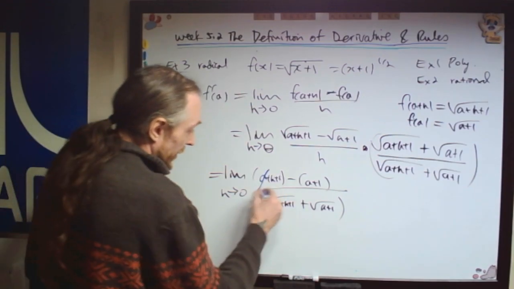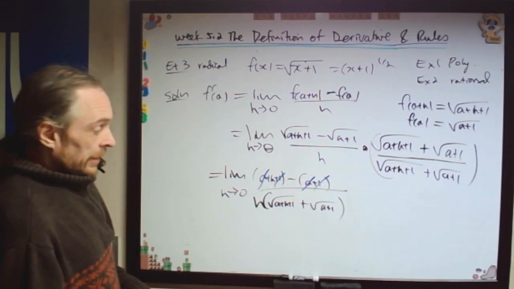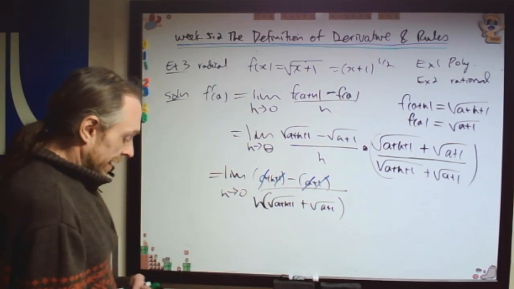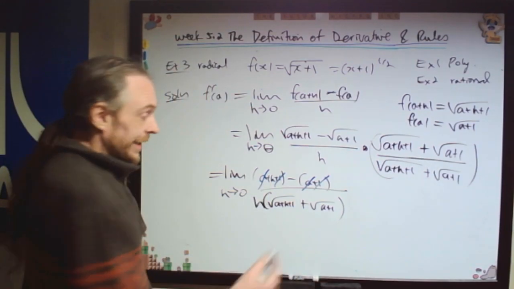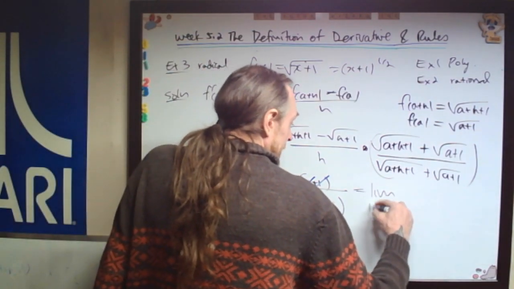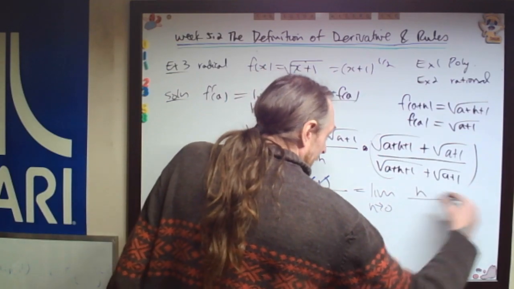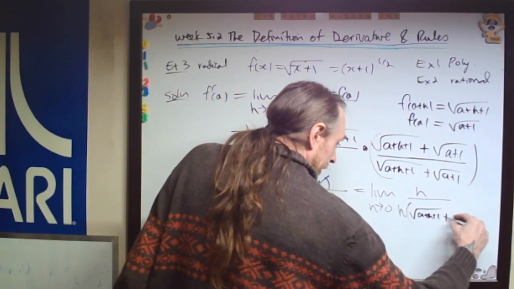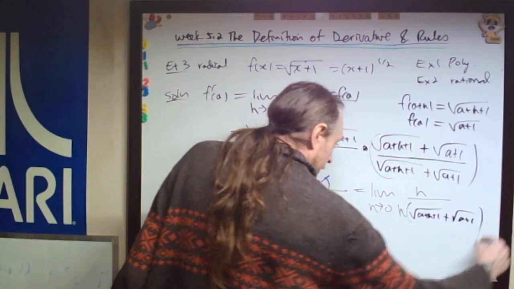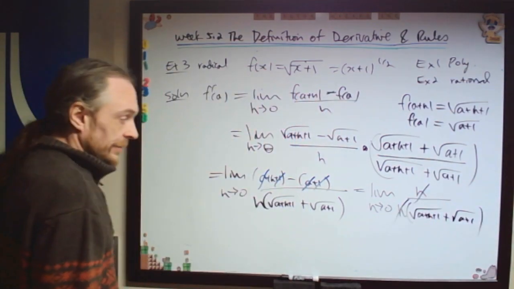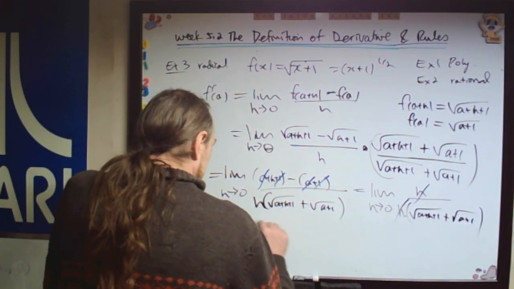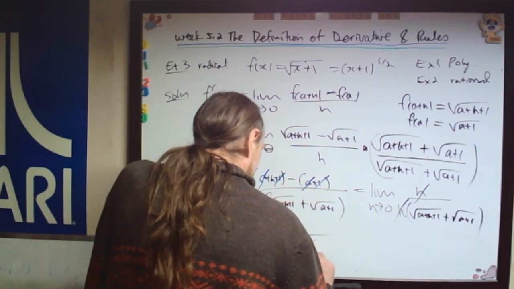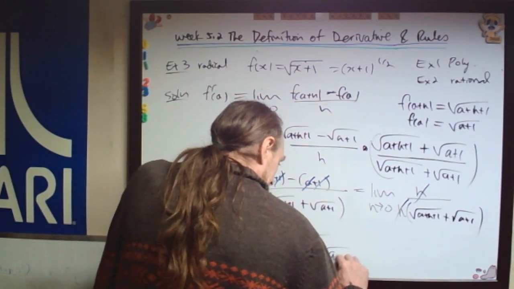Anything without an h should cancel off, and it does. And what are we left with? We're left with just h, and then the h's are going to cancel. But be careful, write this out again. This is the limit as h approaches 0 of just h over h times the square root of a plus h plus 1 plus the square root of a plus 1. Now the h cancels, and we get the limit as h approaches 0 of 1 over the square root of a plus h plus 1 plus the square root of a plus 1.